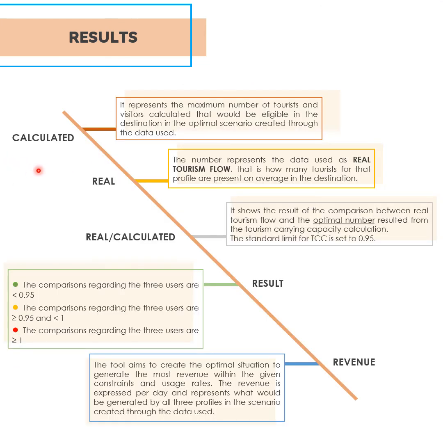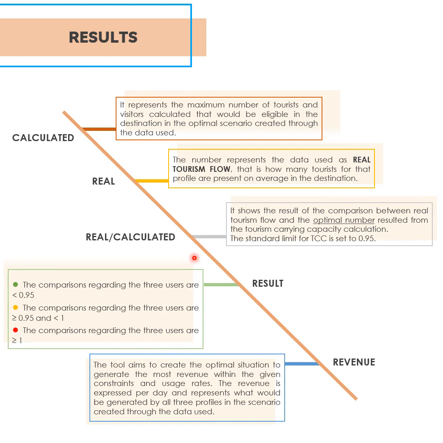The first column represents the maximum number of tourists or visitors calculated that would be eligible in the destination. This is purely a number calculated by the tool on tourism subsystem limits, usage rates, and daily expenditure, so it refers to an optimal scenario created. The second one references the data used for the real tourism flows at the beginning.